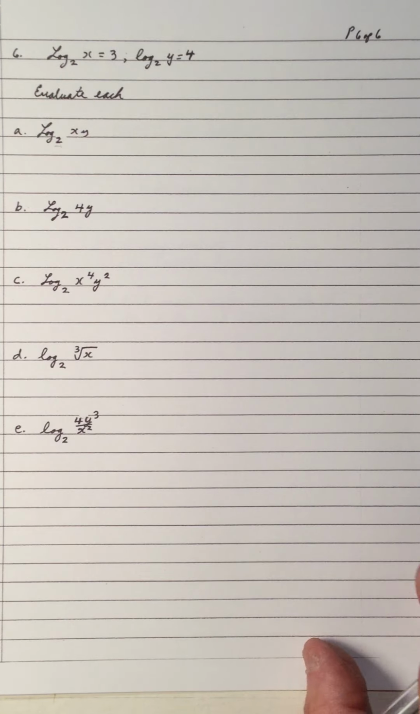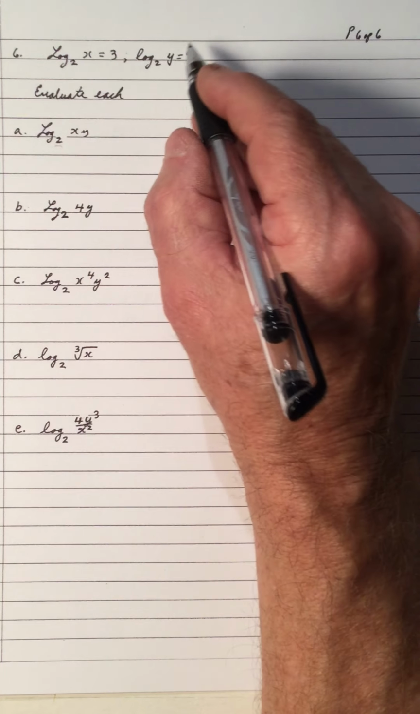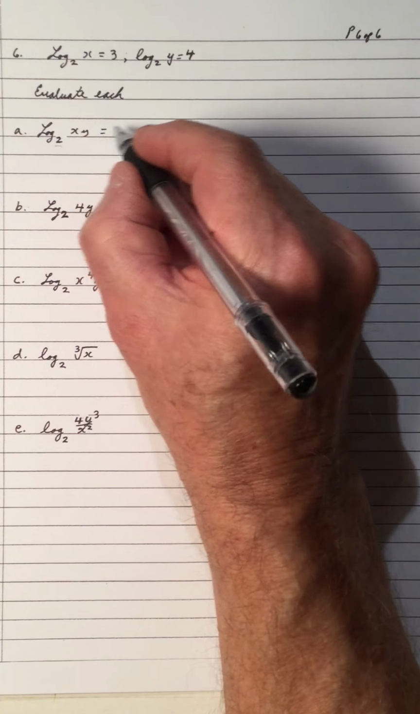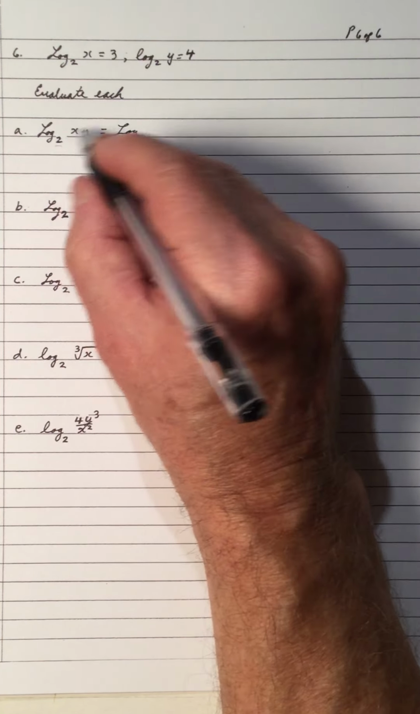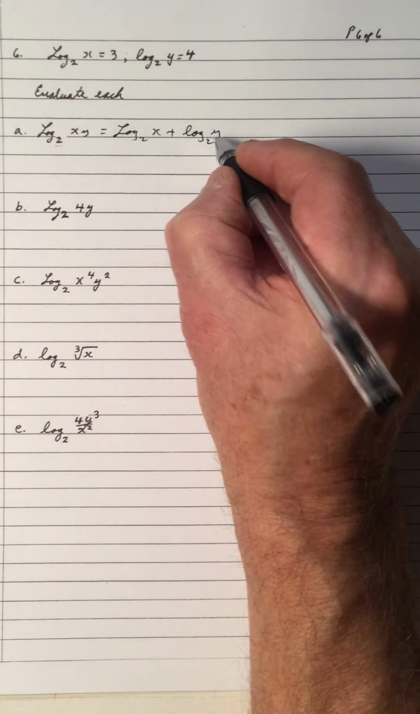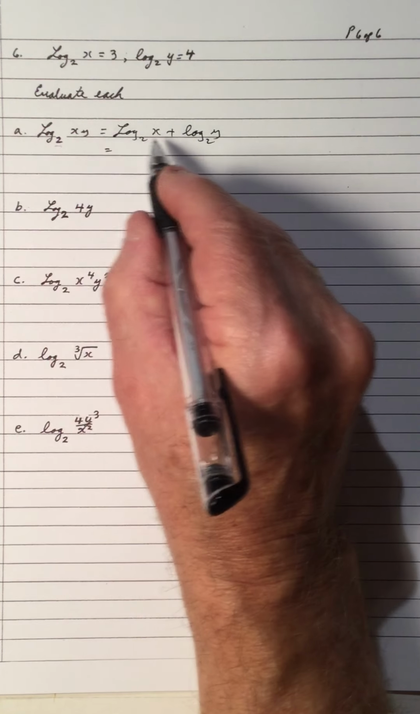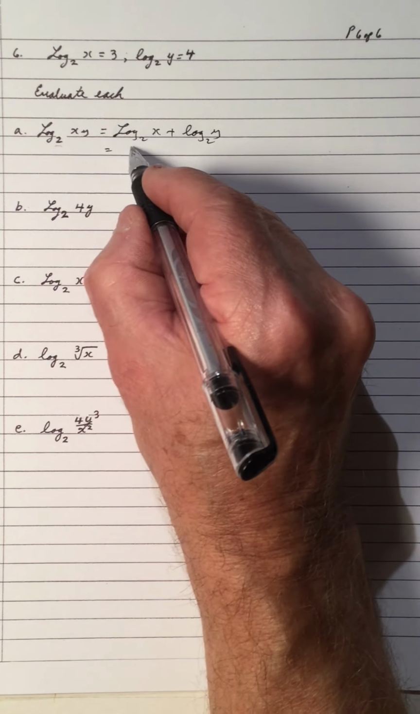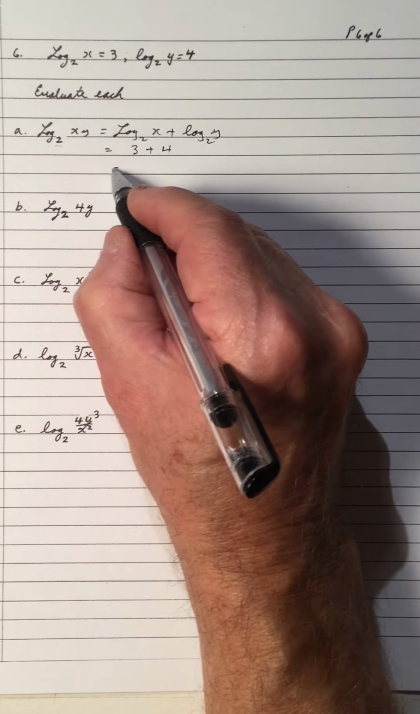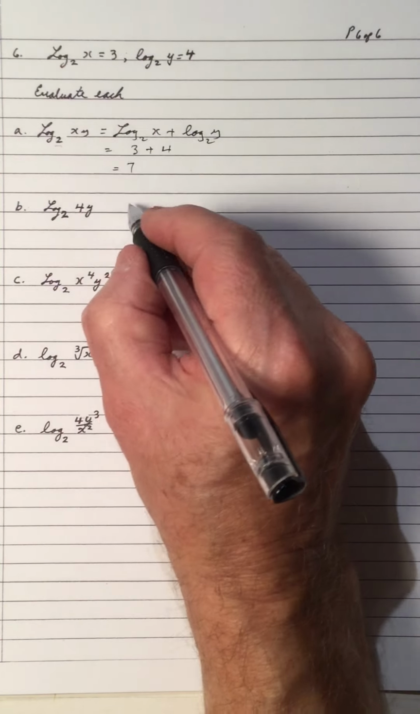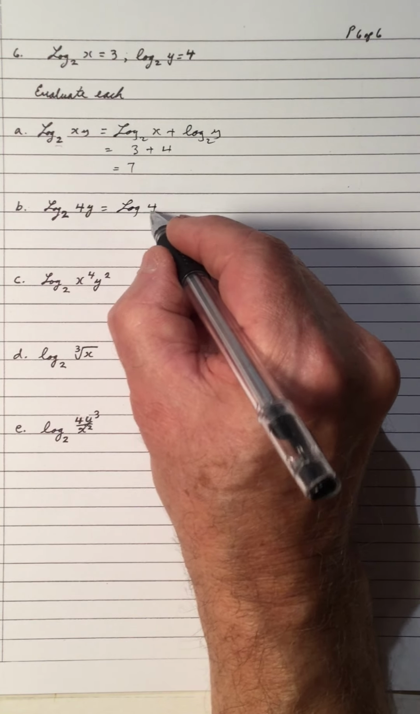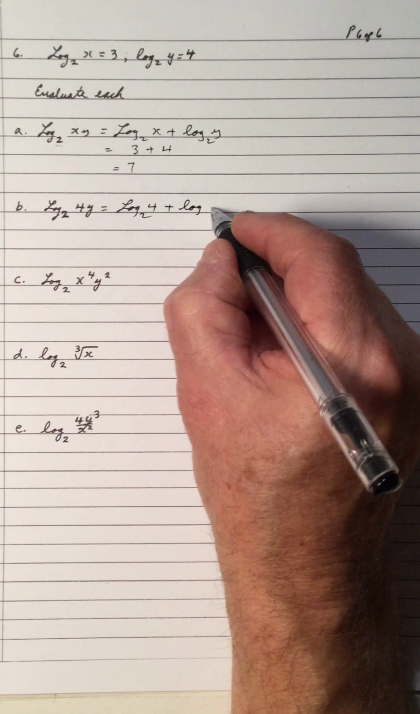And the last one to do: if the log of x base 2 is 3, and the log of y base 2 is 4, evaluate. Evaluate means come up with an answer, a value. So the log of a product is the sum of the logs. The log of x base 2 is a 3. The log of y base 2 is a 4. So that becomes a 7.